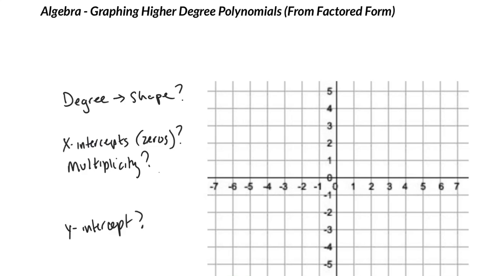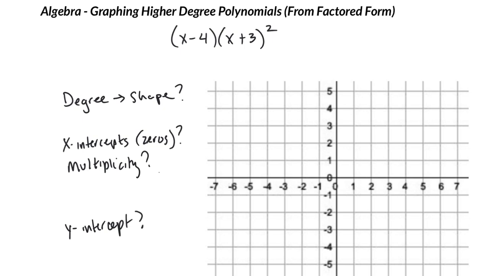Let's talk about how we can graph higher degree polynomials from factored form. I'm going to follow a process where we get a general idea of the graph. We may not get every part of this right, but we're going to get an idea. To begin with, we want to note the highest degree because that's going to tell us the shape. Then we'll note the x-intercepts, the numbers that would make the function equal to 0, and the multiplicity of each of those. Finally, we'll get the y-intercept by making x 0. So let's do an example.